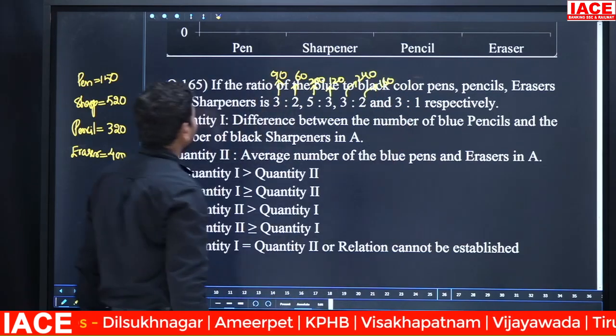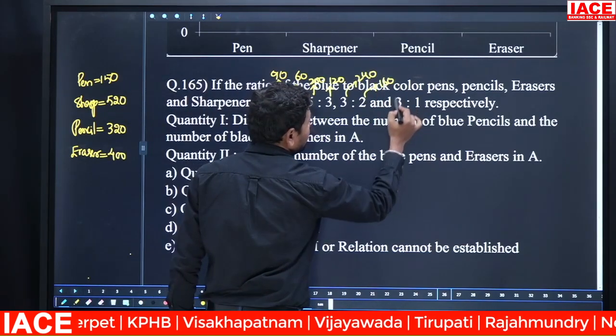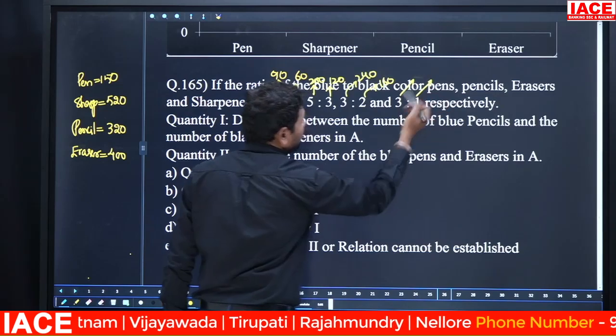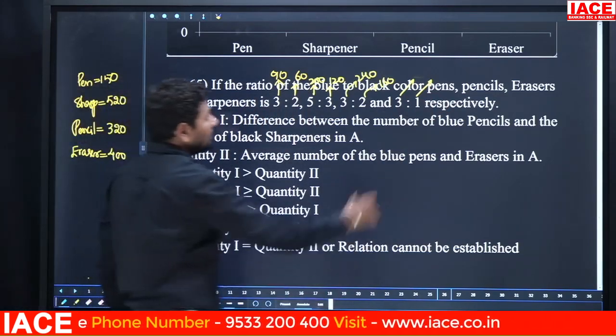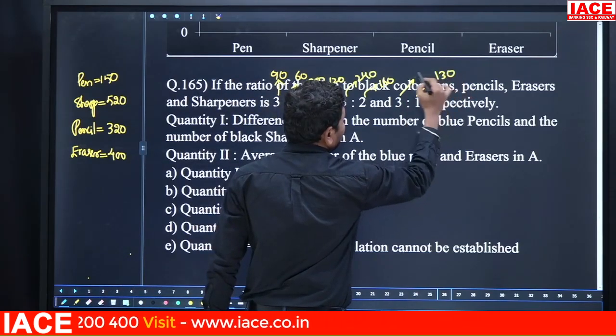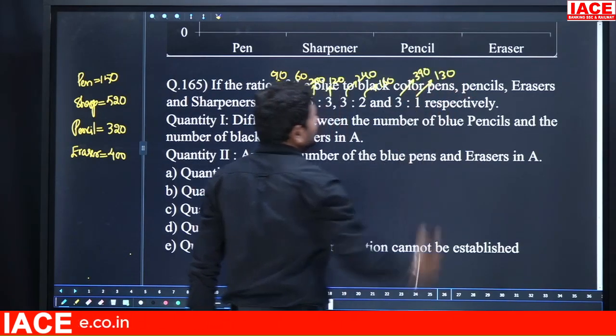Next we will go for the sharpeners. 3 plus 1 is equal to 4 parts. 4 parts is equal to 520. 1 part is equal to 130. Then 3 parts is equal to 390.